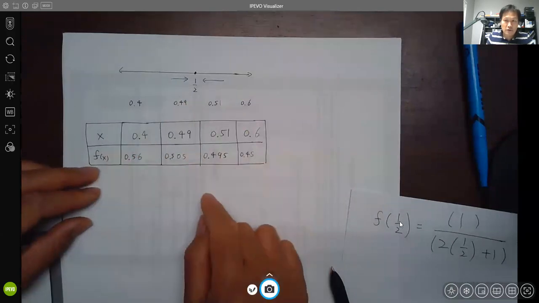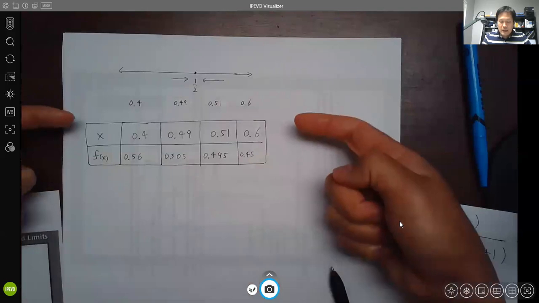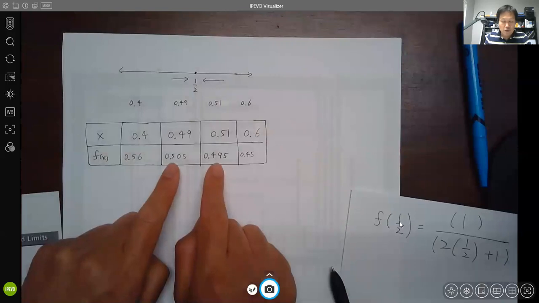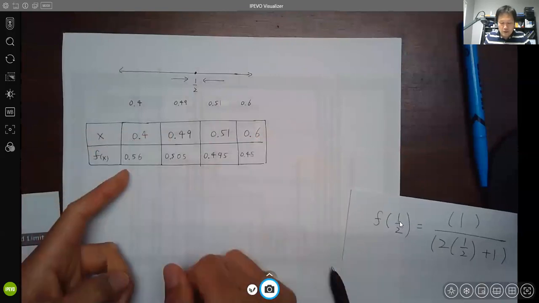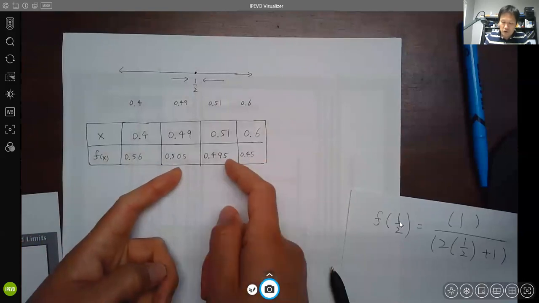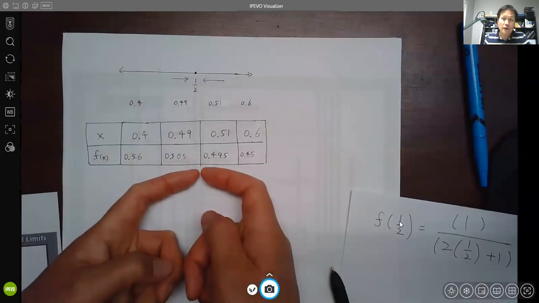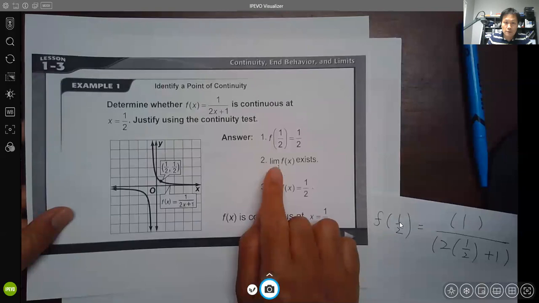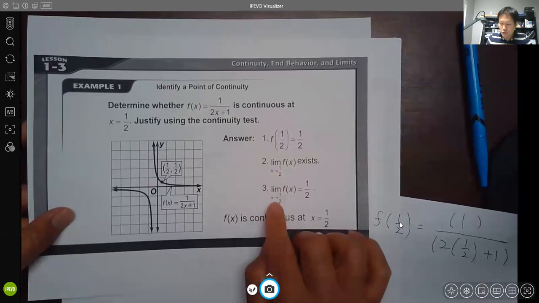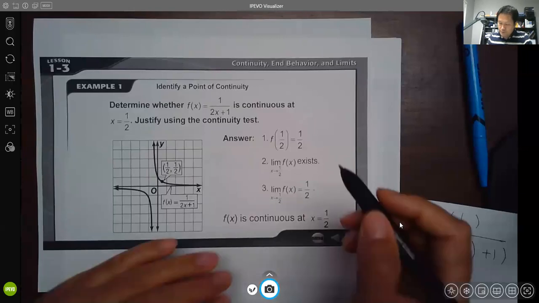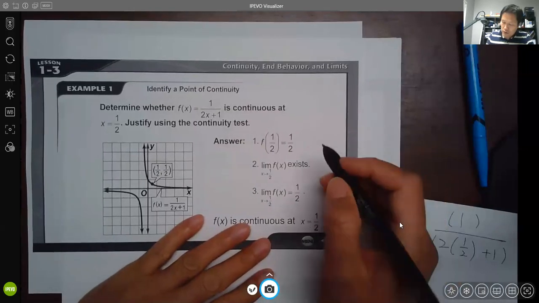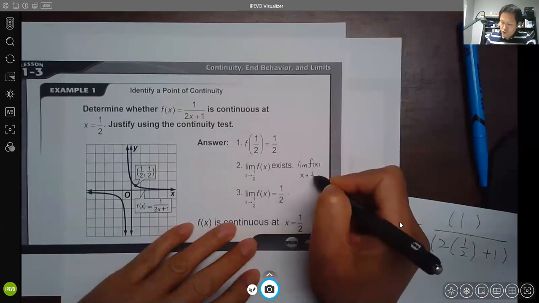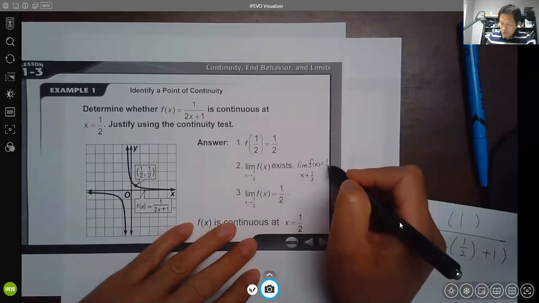How does this help us determine the limit? As the x value approaches 0.5, look at the y value. Is the y value approaching a certain value? This is from the left, approaching here, and from the right, approaching here. They are approaching 0.5. So the limit value does exist. The limit of f of x as x approaches 1/2 does exist, which is 0.5, which is 1/2.